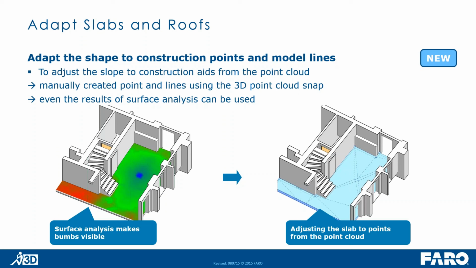So you can pick construction points directly with the 3D snap in the point cloud, or you can create model lines in the point cloud. It's also possible to use the profile lines from the surface analysis, and with these points and lines you can easily adapt your slab or your flat roof to these points to find low or high points in this object.